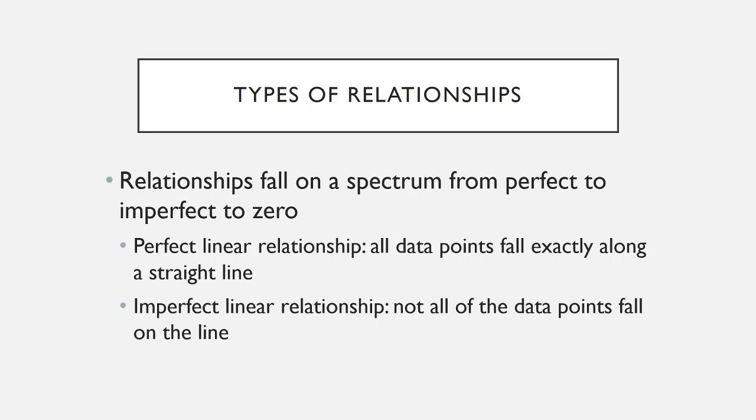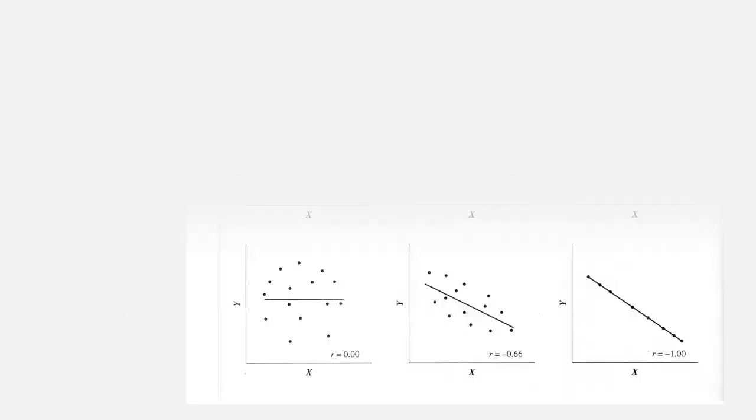Now, in real terms, we are never looking for a perfect linear relationship between our variables. That's just not feasible unless you're correlating a variable with itself. We are never looking for a perfect relationship. It's just that we know that our variables are going to fall somewhere within that spectrum, and we just want to know where. How close to perfection is our correlation? So your imperfect relationship, on the other hand, is going to be where not all of the data points fall along that best fit line.